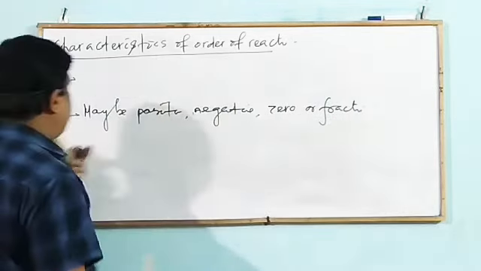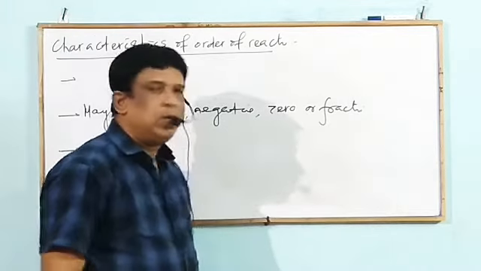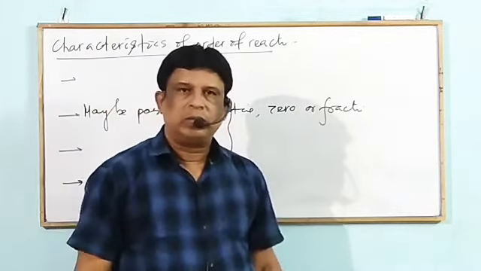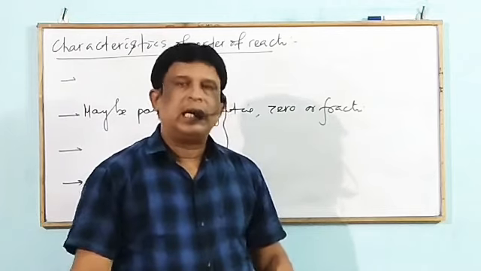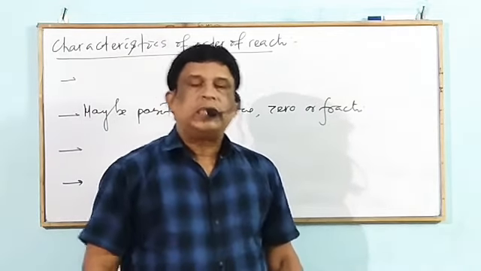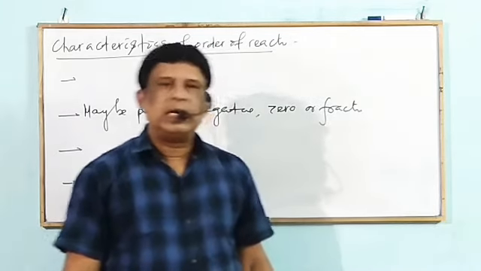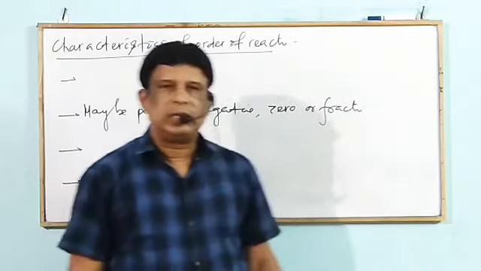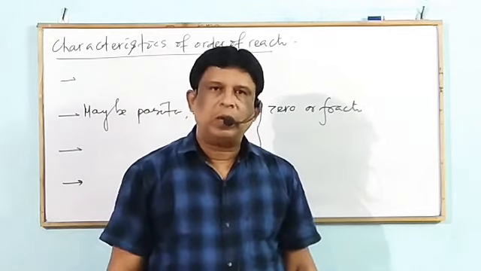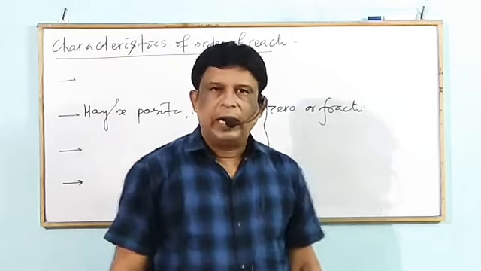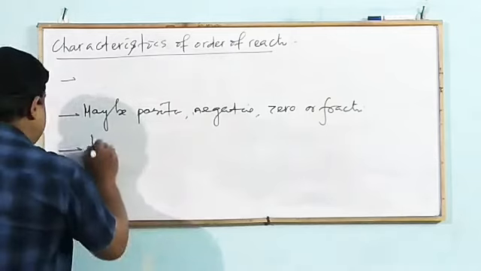The order of a reaction may be positive, negative, zero or fraction. In general, its value never exceeds 3. Rarely, a rare case is there, but in general, its value never exceeds 3. It is an experimental concept. It is independent of initial concentration.